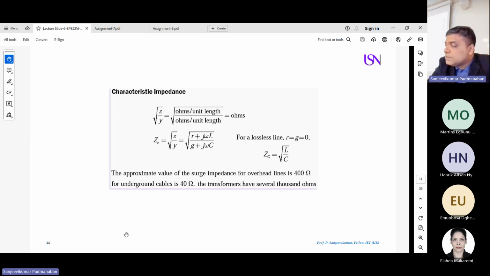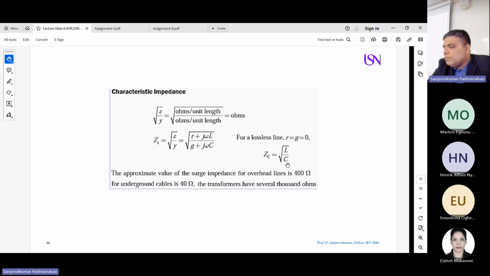Then the characteristic impedance. What is the characteristic impedance of your uncompensated transmission line? In order to calculate it, it is the root of Z by Y, which is also given by R plus j omega L divided by G plus j omega C. If you have a lossless line, with no loss, an ideal condition, then R and G equal 0, and your impedance is only root of L by C, which is not practically possible. There is a loss in your transmission line. So if you consider a lossless transmission line, your ZC is going to be root of L by C.